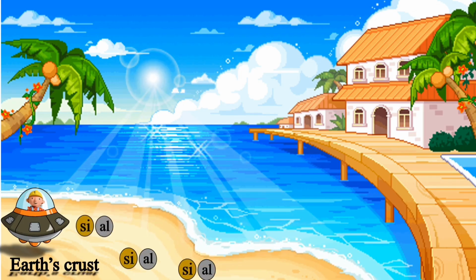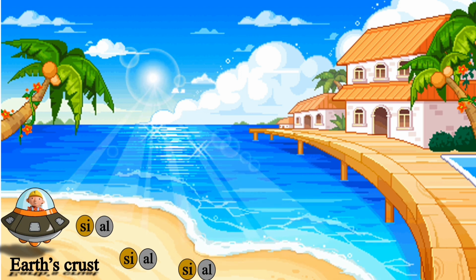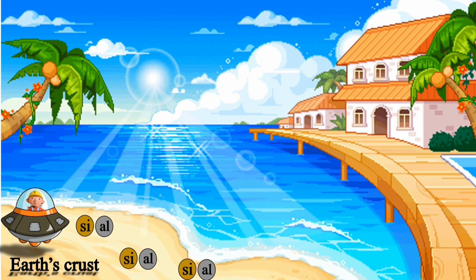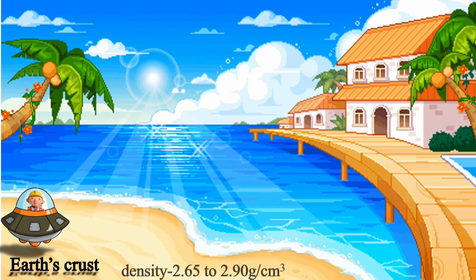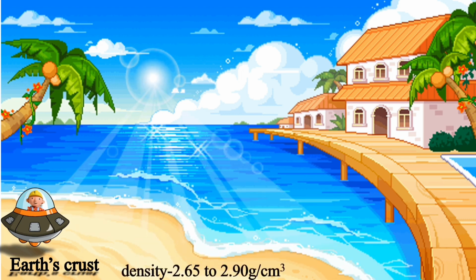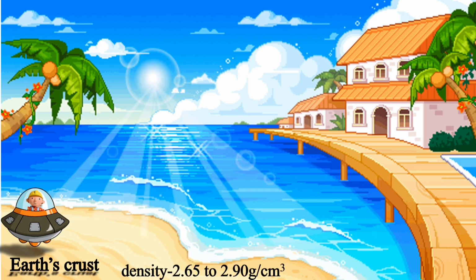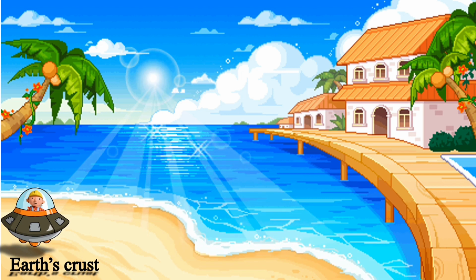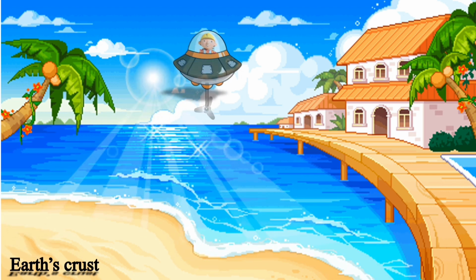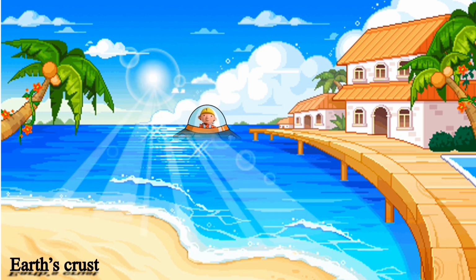Continents are mainly composed of silica and aluminium. Because of their high proportion in this layer, the layer was earlier known as Sial. The density of this layer is 2.65 to 2.90 gram per cubic centimeter. Granite rocks are mainly found in this layer. Let's go children under the ocean and check out the oceanic crust.